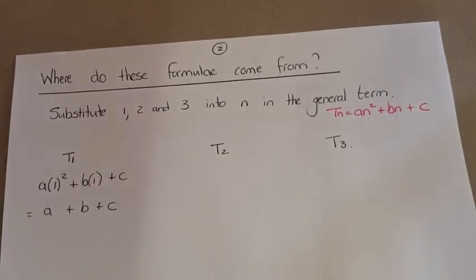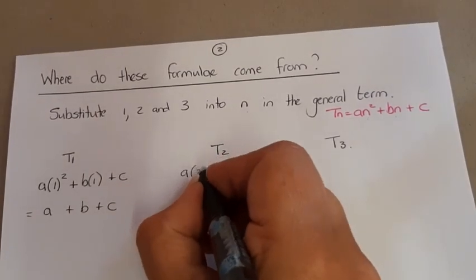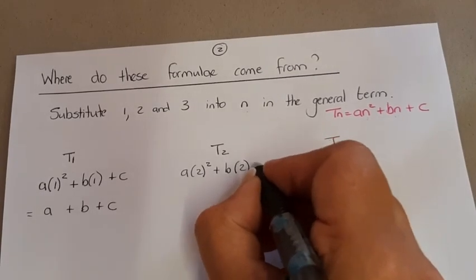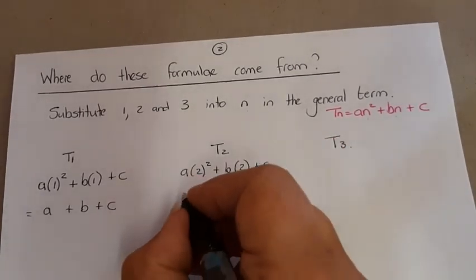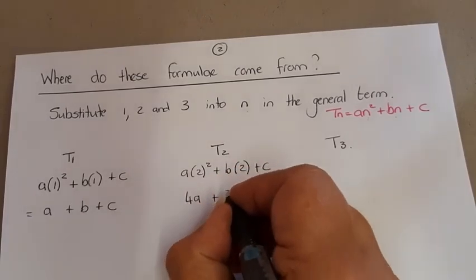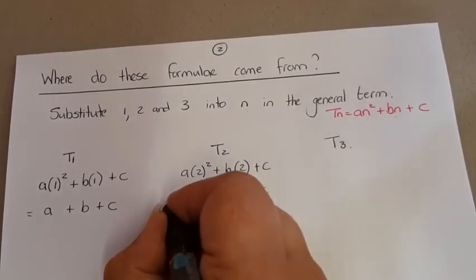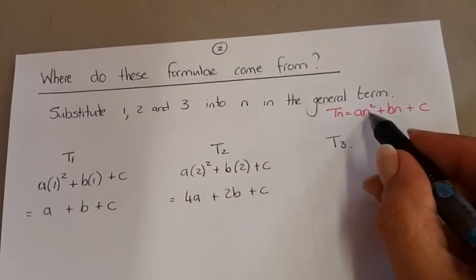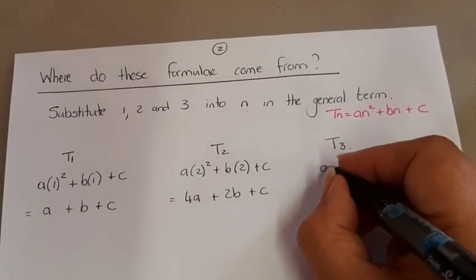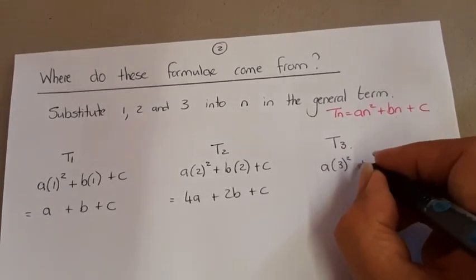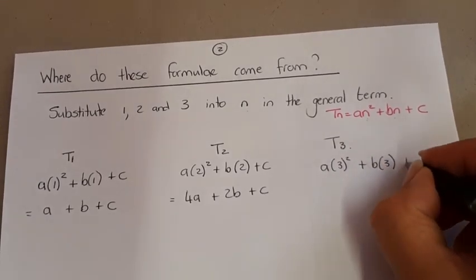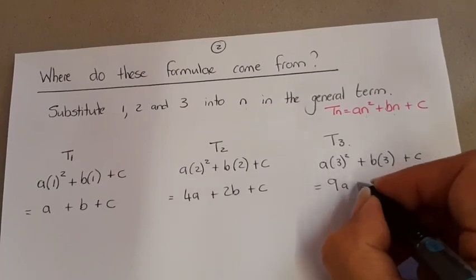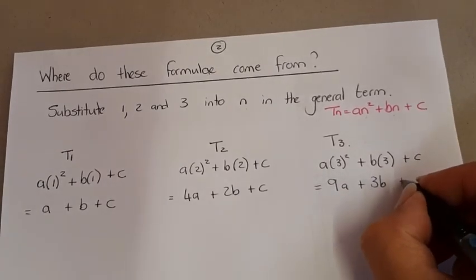To get term 2, I substitute 2 into n, so it will be a times 2 squared plus b times 2 plus c, and we get 4a plus 2b plus c. To get our third term, I substitute 3 into n, and I get a times 3 squared plus b times 3 plus c. Therefore, it will be 9a plus 3b plus c.